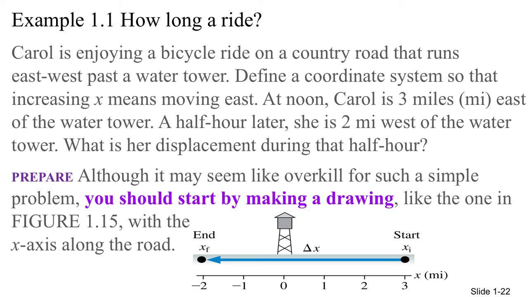Although it's kind of overkill, we should always basically start by making a drawing. This is a general rule in physics. You don't have to draw something every time, but life is usually easier if you have a picture in mind. So we draw the picture drawn here. Here's our water tower at 0. Here's Carol at the start. Here's Carol at the end. Clearly, delta x points from here to here.